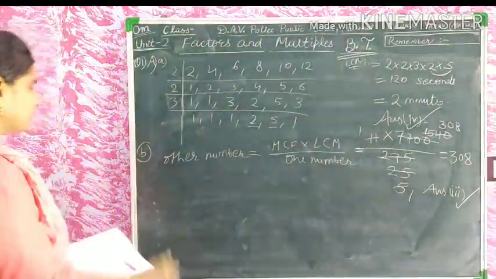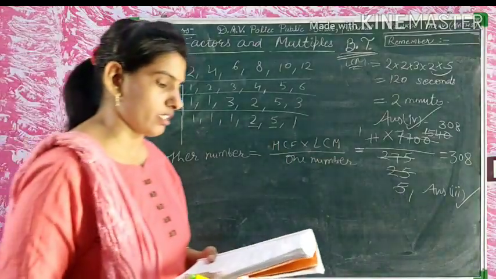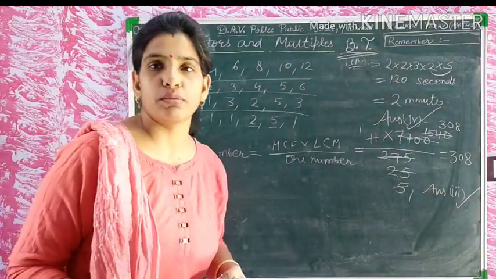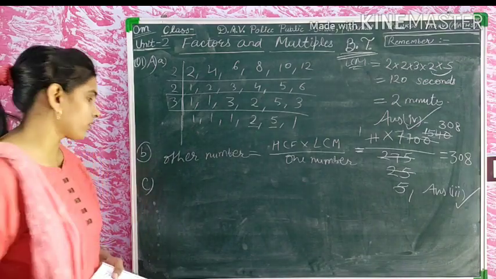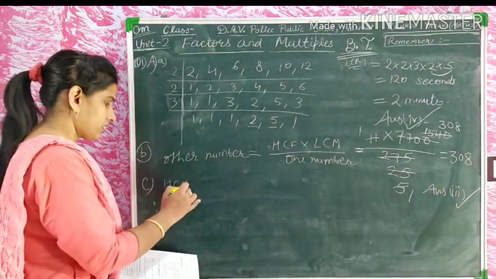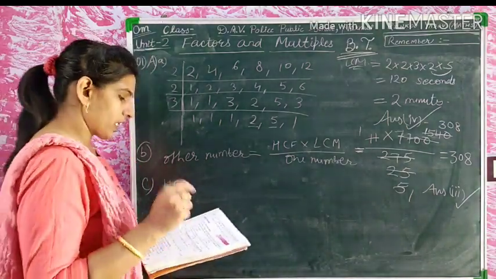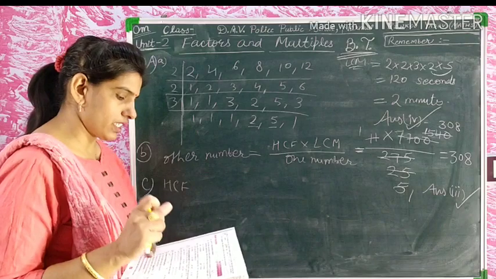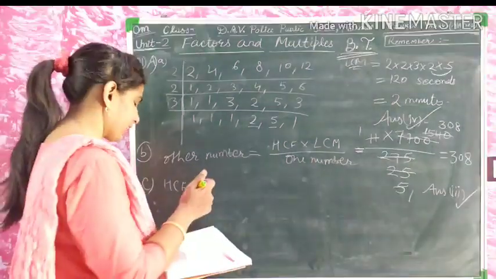Is this clear students? Now we will go to part C. In part C, greatest possible length, greatest or maximum. We have to find the HCF. Very good. In the C part, we have to find the HCF of exactly the lengths that can be used to measure exactly. What type of possible length we have to find here.